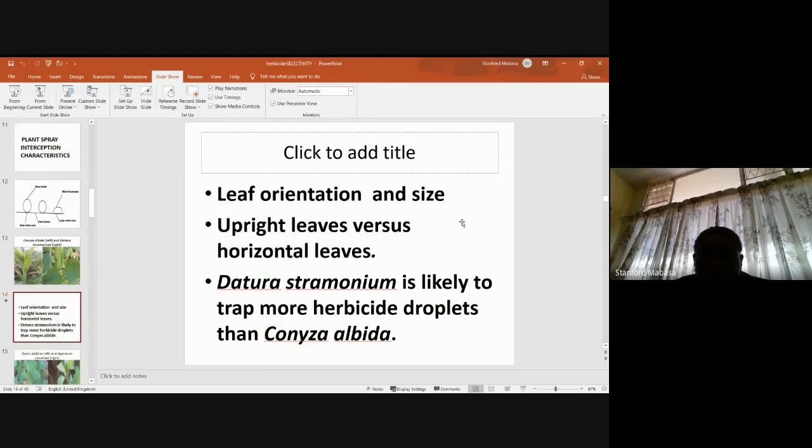So leaf orientation and size is important. Upright leaves versus horizontal leaves. Datura stramonium is likely to trap more herbicide droplets than Coniza arbida. Remember, Datura has got broad leaves, and Coniza arbida has got narrow leaves, which are almost perpendicular. So if you spray the herbicide on Coniza arbida, the droplets will fall off the plant.